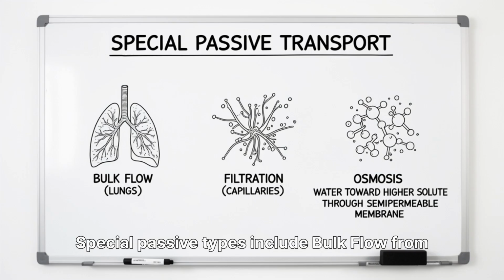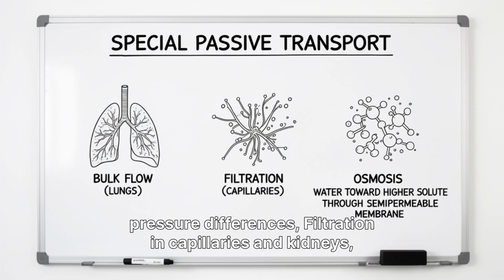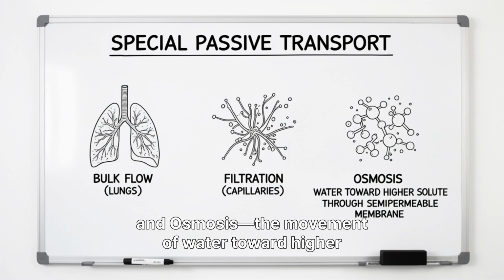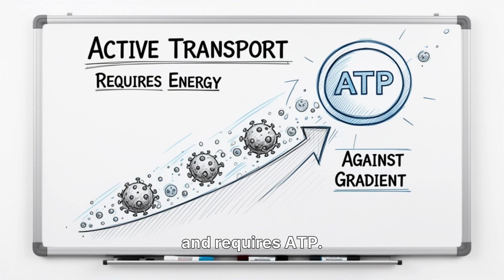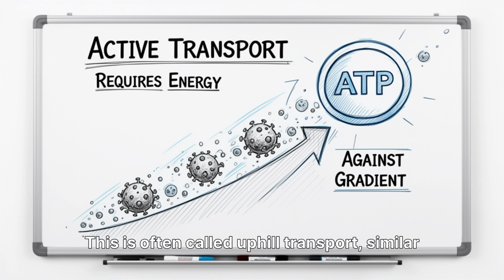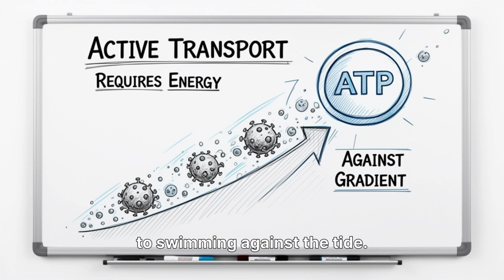Special passive types include bulk flow from pressure differences, filtration in capillaries and kidneys, and osmosis, the movement of water toward higher solute concentrations. Active transport moves substances against the gradient and requires ATP. This is often called uphill transport, similar to swimming against the tide.